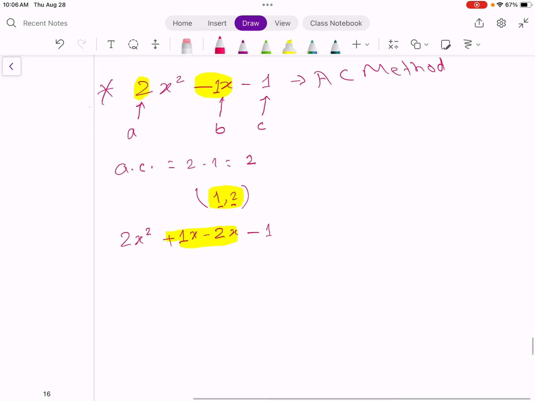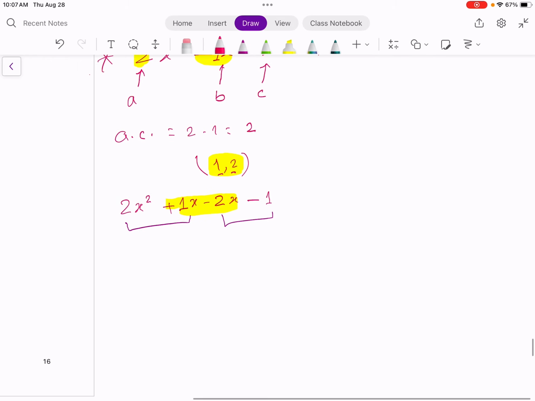Now here we have 4 terms, and if we have 4 terms, we make pairs to factorize. So let's make a pair of the first 2 terms and the last 2 terms. In the first 2 terms, what do we have as a common factor? x, not a 2, only x. Okay, in the first 2 terms we have x as a common factor. So let's factor out x. Now you divide 2x squared by this common factor x. 2x squared divided by x is 2x. Now you divide positive 1x by x. Positive 1x divided by x is positive 1.